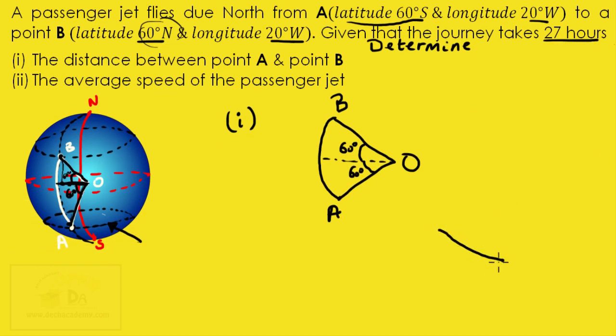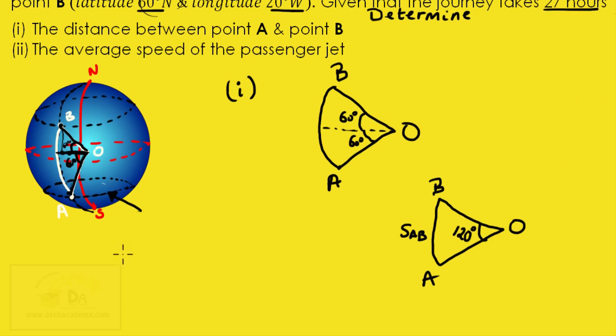So what we have, that's B, this is point A, this is point O. This angle here is 120 degrees. So what we need to do is find the distance between point A and B. We need to find the length of this arc. I'll call this SAB. SAB is simply given by the angle from the center of the sector divided by 360 times 2 pi times the radius of the circle where the sector is from.